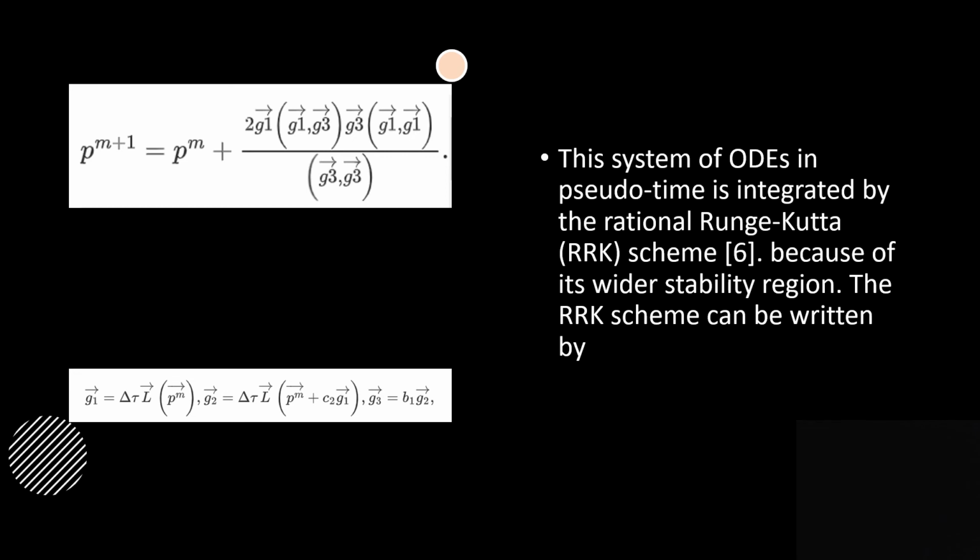The RRK scheme can be written as P to the power m plus 1 equals P to the power m plus 2 times g1 g3 bar over g3 bar g3 bar, times g1 bar. G1 bar equals delta t L bar P m bar. G2 bar equals delta t L P m bar plus C2 G1 bar. G3 bar equals B1 G2 bar.